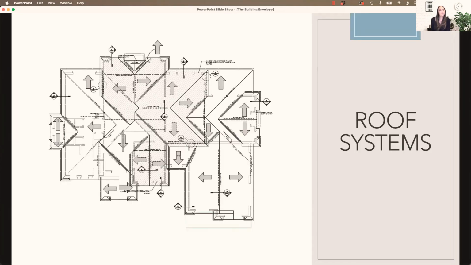Any other thoughts about framing techniques?